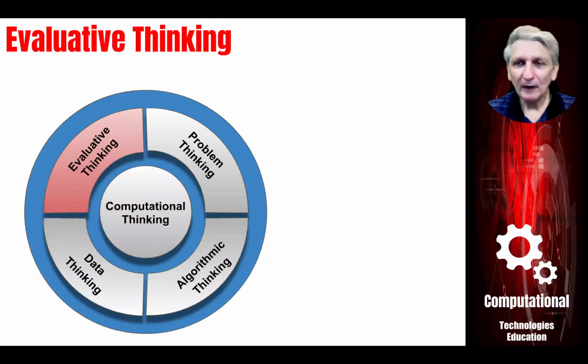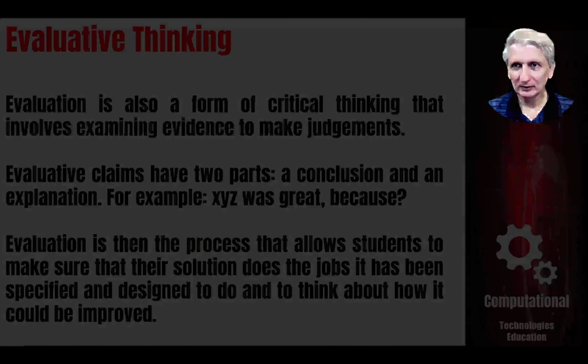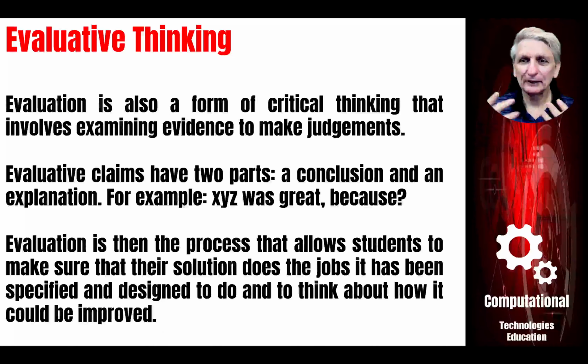So our final aspect, we're going to look at computational thinking, although there are other aspects, but keep it simple, we're only looking at four main ones, is evaluative thinking. Now, this is our ability to make evaluations, to make considered critical judgments on evidence that is available. Part of critical thinking.